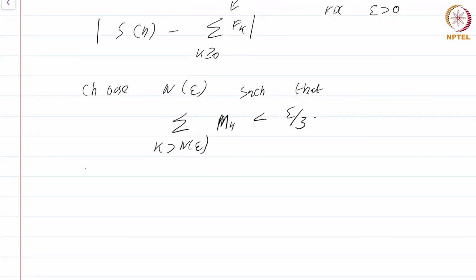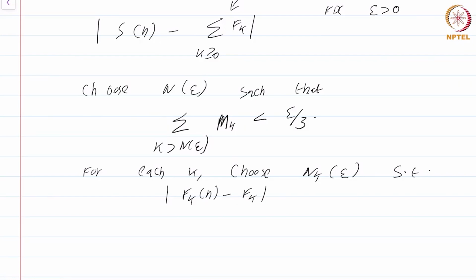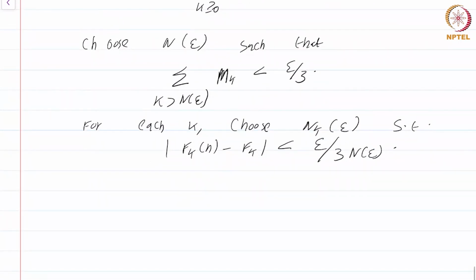Now what you do is, for each k, choose n_k of epsilon such that modulus of F_k,n minus F_k is less than epsilon by 3 N of epsilon. Now you might be wondering why I am pulling constants out of the air. You will understand in a moment why I am pulling these out. I'm putting epsilon by 3 N epsilon.